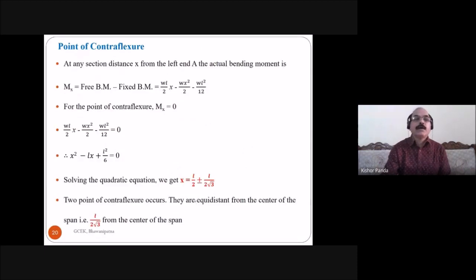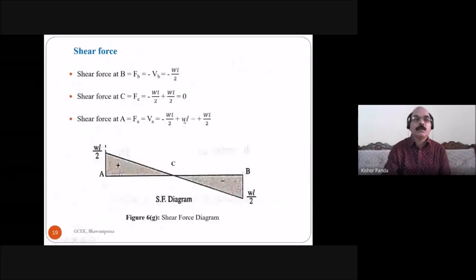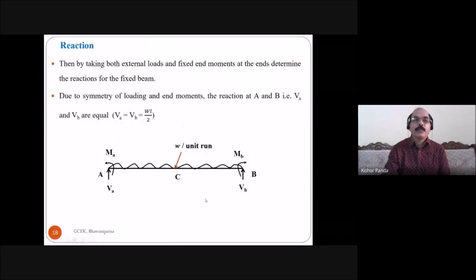Then you have to find out the point of contraflexure. Here you see, this is the beam. You know VB is WL by 2 and MB is equal to WL square by 12. Let us take a section at a distance x from the support B, and find out what the moment is here.